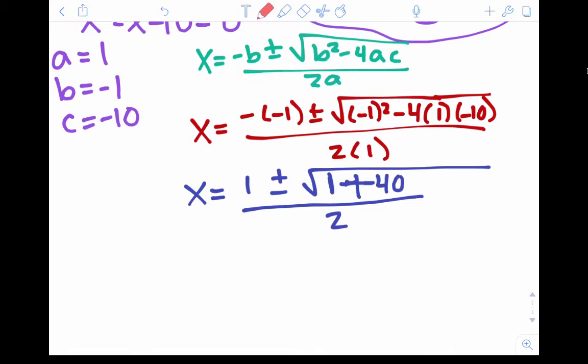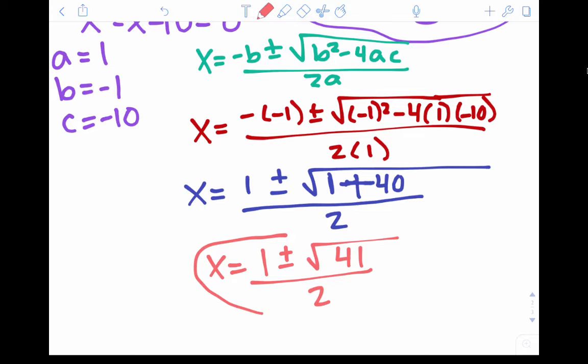And now I'm going to simplify this. So x equals 1 plus or minus the square root of 41 over 2. 41 does not simplify, so this is actually my most simplified answer, because I do not have a Bermuda triangle of numbers to simplify either.